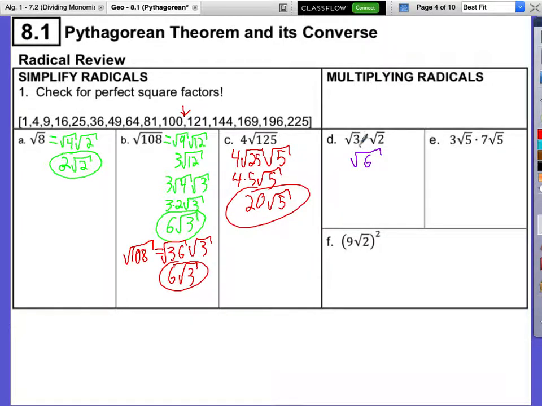Wait, so basically on E you could figure it out even more. Okay, what could we do again on the E? So 7 times 3 is 21. Yep, 7 times 3 is 21. Then 5 times 5 is 25. So it's the square root of 25. Yeah, but the square root of 25 is 5. So 5 times 21 is 105. Very good.